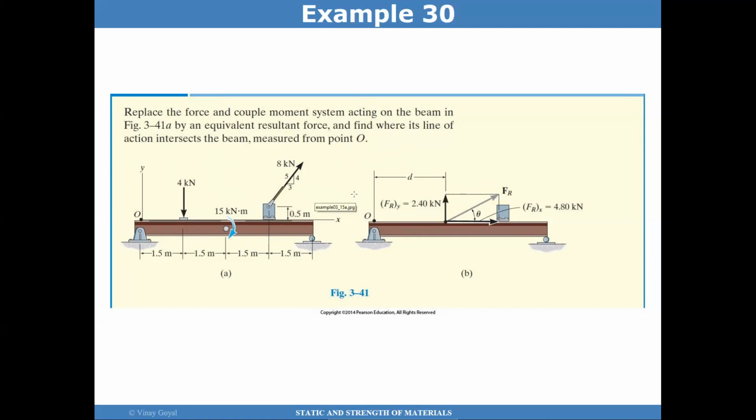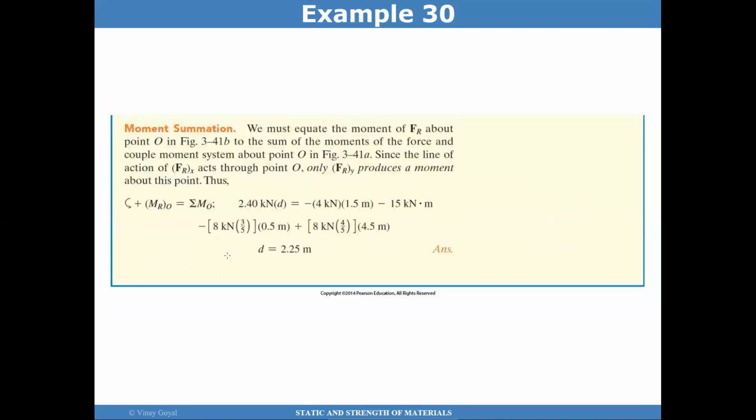That has to be equal to 4 times 1.5, and this component in the Y direction times 4.5. And then you have to also add this moment. When you do that, and you do all your calculations, you can determine the distance D that will give the same behavior for the two systems. They're equivalent.